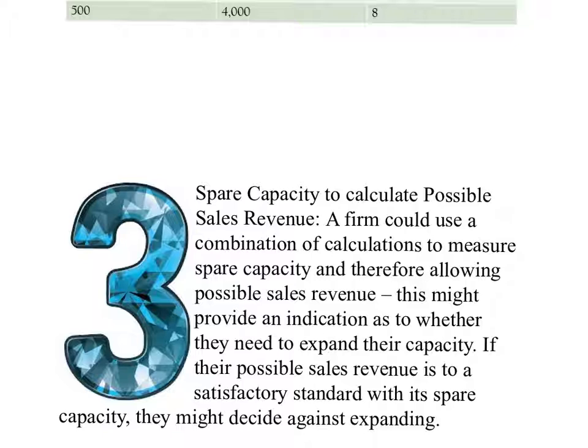So a firm could use a combination of calculations to measure spare capacity and also possible sales revenue. This might provide an indication as to whether they need to expand their capacity. If their possible sales revenue is to a satisfactory standard, or if it's spare capacity, they'll decide against expanding. If it's not, then they'll choose to expand.